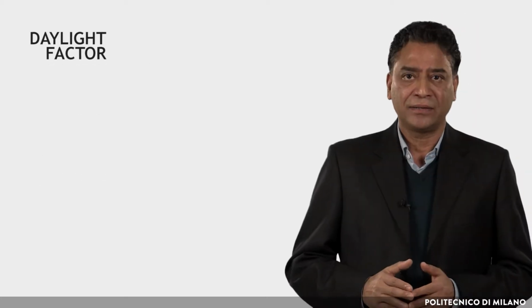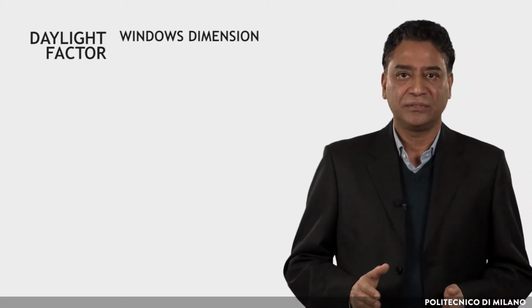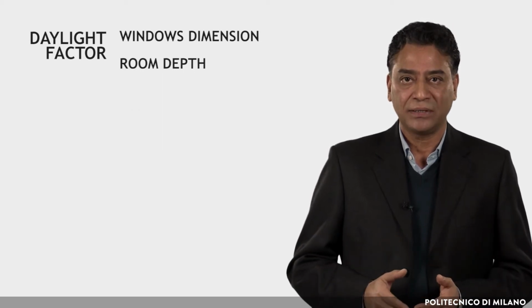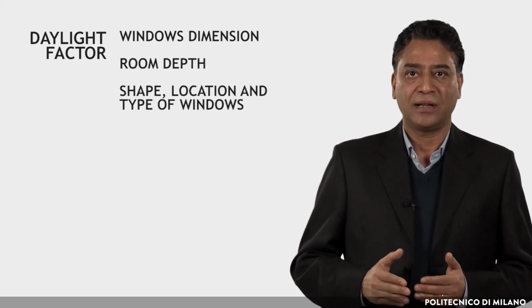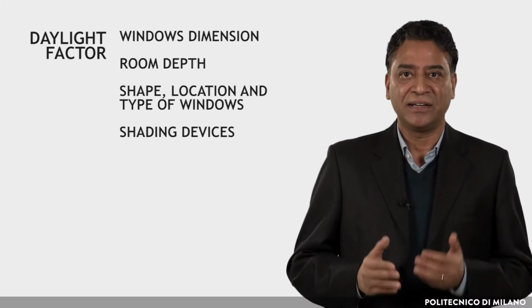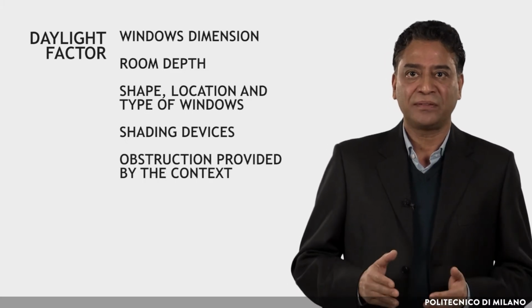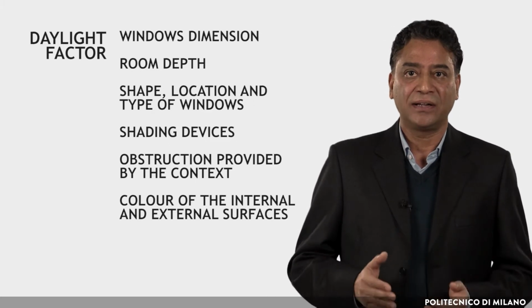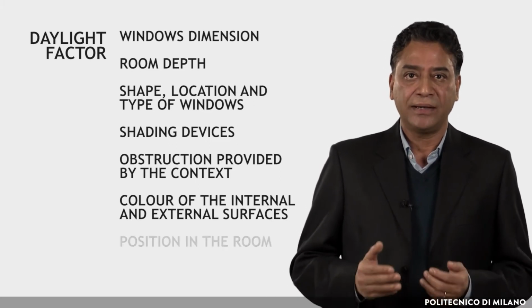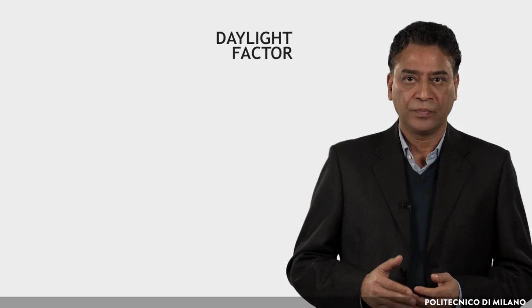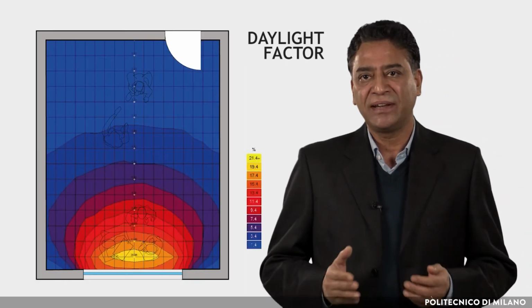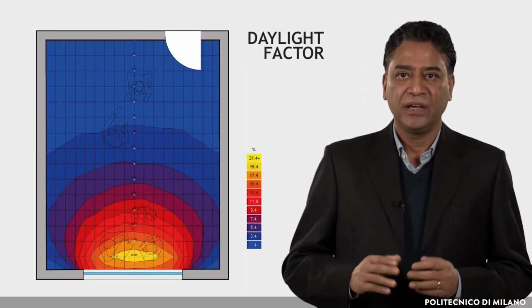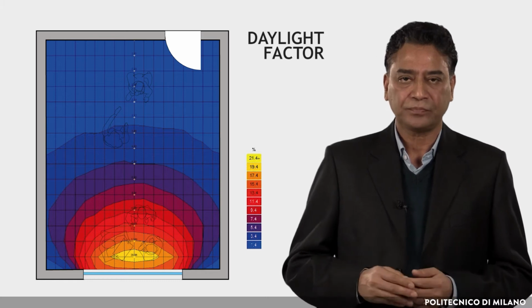The daylight factor depends on the window's dimensions, the room depth, the shape, location and type of windows and shading devices, the obstruction provided by the context, the color of the internal and external surfaces, and on the position in the room. The figures show an example of the variation of daylight factor in a room equipped with a window.